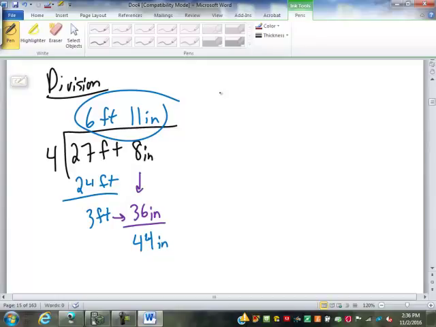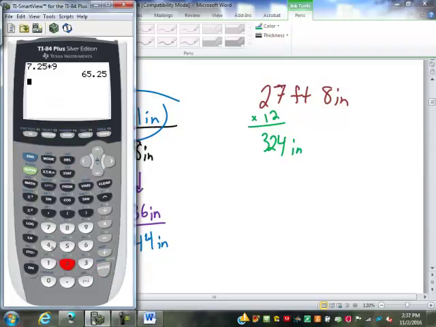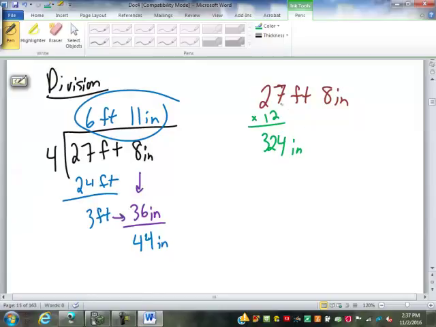Now, once again, a lot of people would prefer to change this all into inches, divide it, and then convert it back. Let's take a look at what that would look like. First, we would have to start with the 27 feet 8 inches and convert it all into inches. I'd start out by doing 27 times 12, which is what, 324? 324. That's the 27 feet. Plus the 8 inches is now 332 inches.